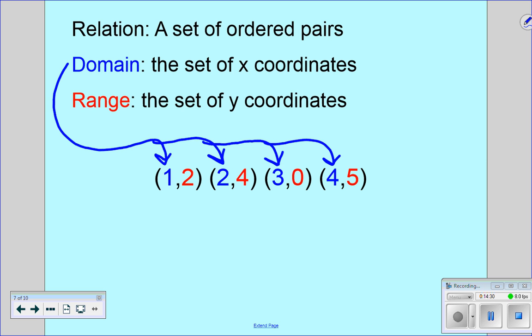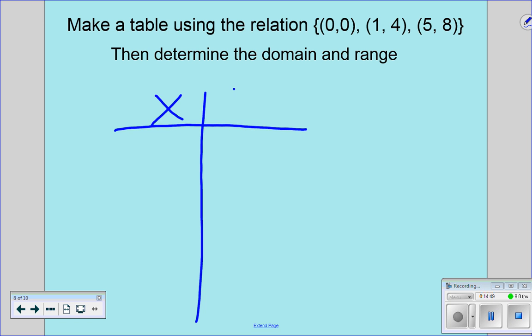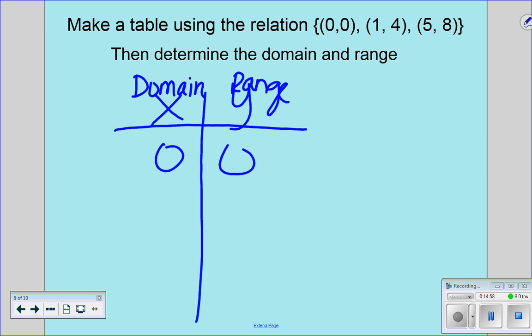Yes. What they're going to ask you is to make a table and determine the domain and ranges. Very simple. Let me show you how to make the table. Here's your table. These are the x's, these are the y's. Domain, range. So then you take your first point and you say, okay, 0, 0. Second point, 1, 4. 5, 8. You just made a table of domains and ranges.